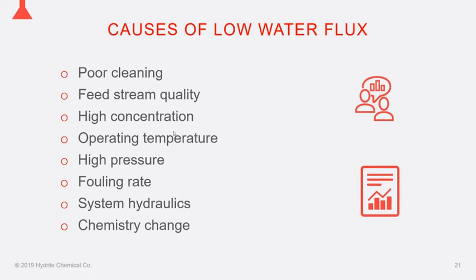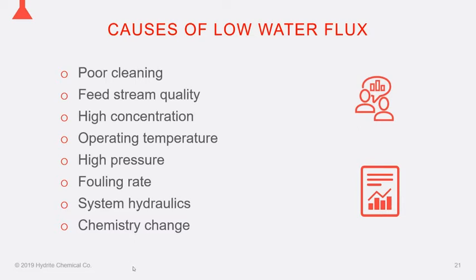Low water fluxes can also be caused by system hydraulics. If we have a failing pump or a failing sensor in the system where you think you're getting the right pressure and the right temperature and flux, but it's actually wrong, that can cause differences as well. So therefore, it's also useful sometimes to compare electronic or digital gauges with analog counterparts if they have both on the system. Or chemistry change.